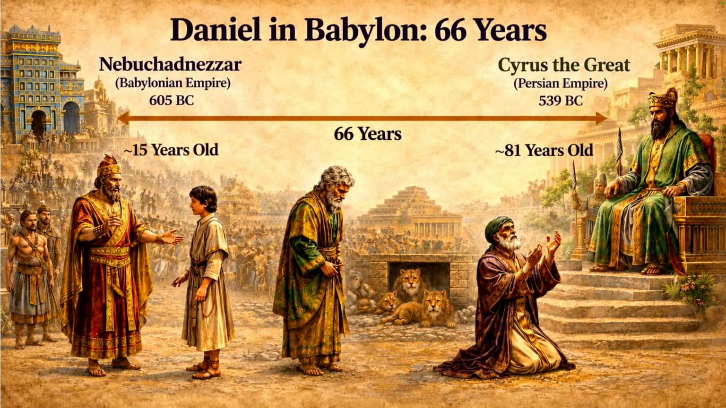The events of Daniel 5 and the fall of Babylon therefore take place some 23 years after Nebuchadnezzar's death and the end of his reign. And so that means that if Daniel was 15 when he was taken to Babylon in 605 BC, 66 years would have now passed. And Daniel, the Daniel of Daniel 5, would be about 81 years old in 539 BC when Babylon falls and the events of Daniel 5 take place.